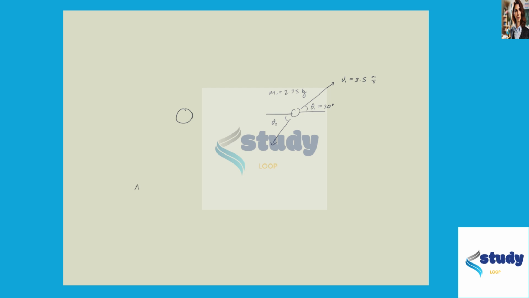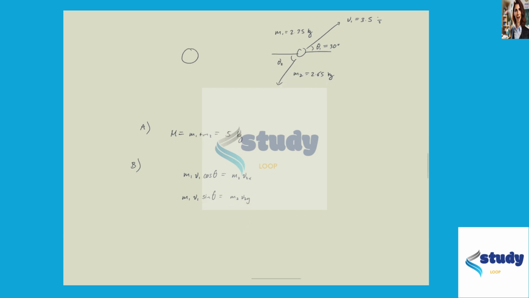And so we want to know what's the total mass of the object if this object's mass is 2.65 kilograms. So M is going to be M1 plus M2, so this should be 5 kilograms. Then we can find the velocity of the other fragment, because what we'll have is M1 V1 cosine theta should be equal to M2 V2x. And then we'll also have M1 V1 sine theta is going to equal M2 V2y.